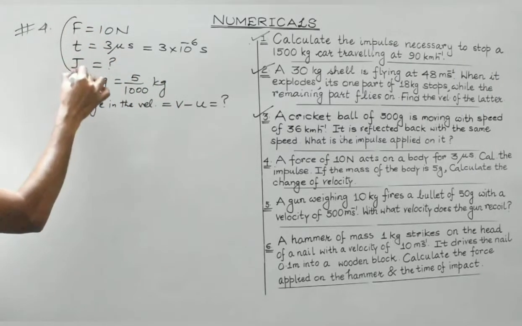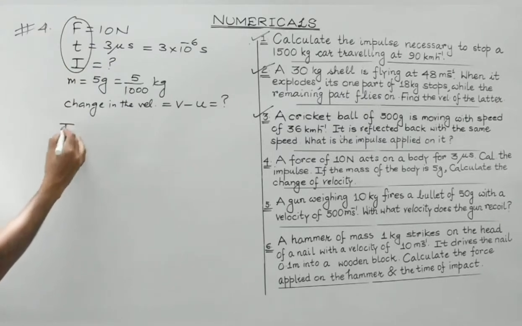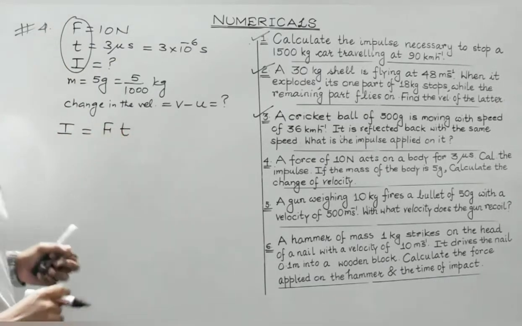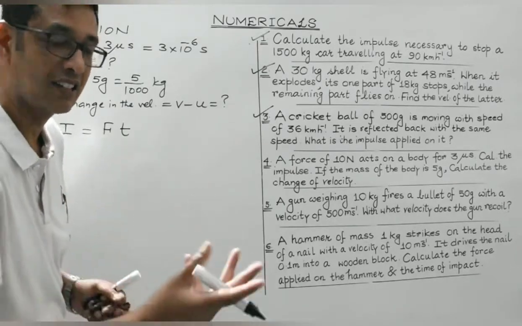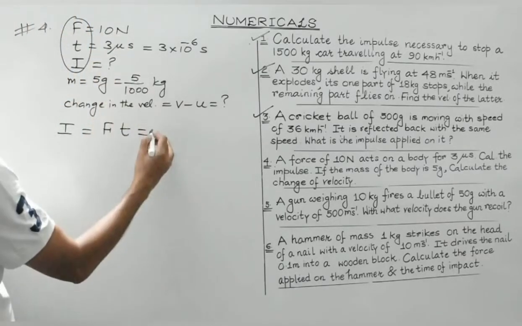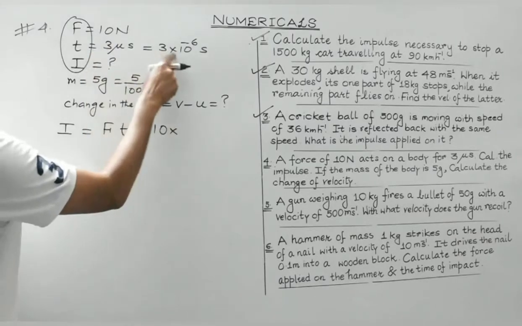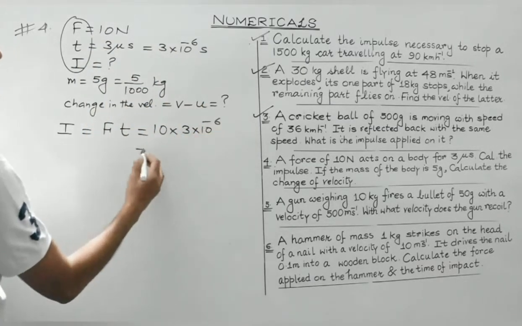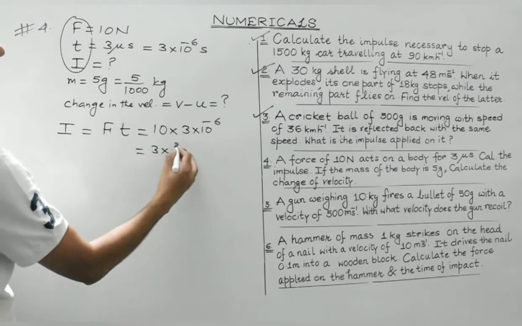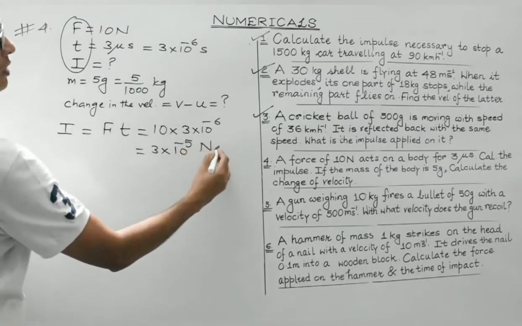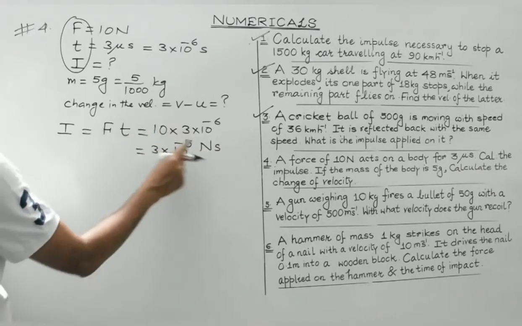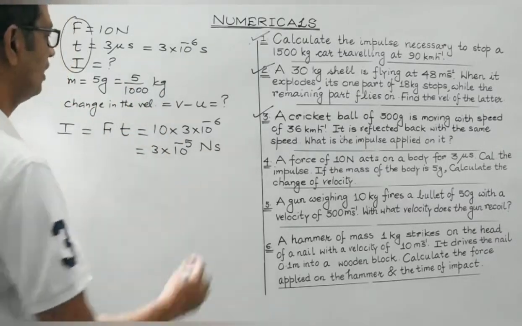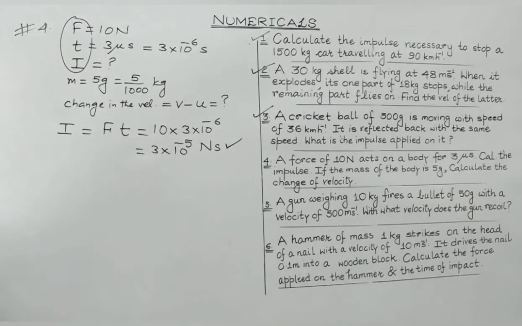Now what's the relationship between these two? Impulse, we are aware, is given by the product of the magnitude of the force and the small duration of time during which it acts. Right? So what is force? 10. What is the time during which this force acts? It is 3 microseconds. So if you solve it, 3 multiplied by 10 to the minus 5 Newton second. Unit of force is Newton, time is second. It can also be written as kg meter per second. Right? So this is the answer of the first part.